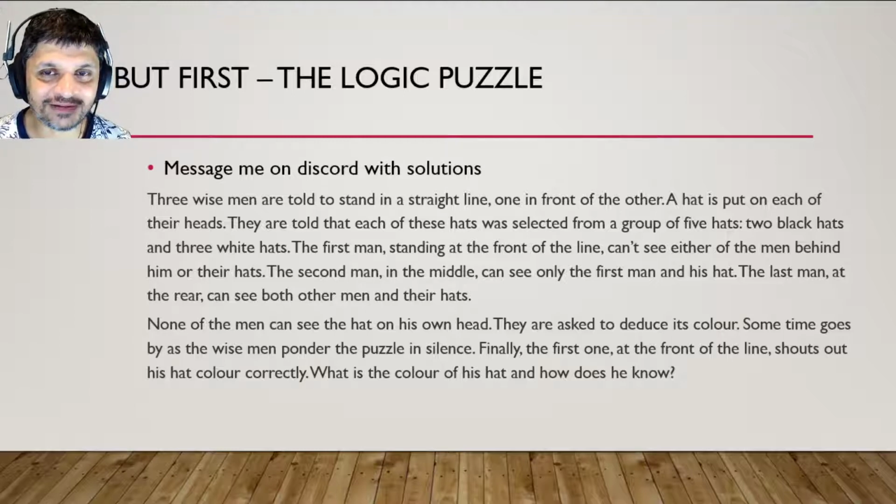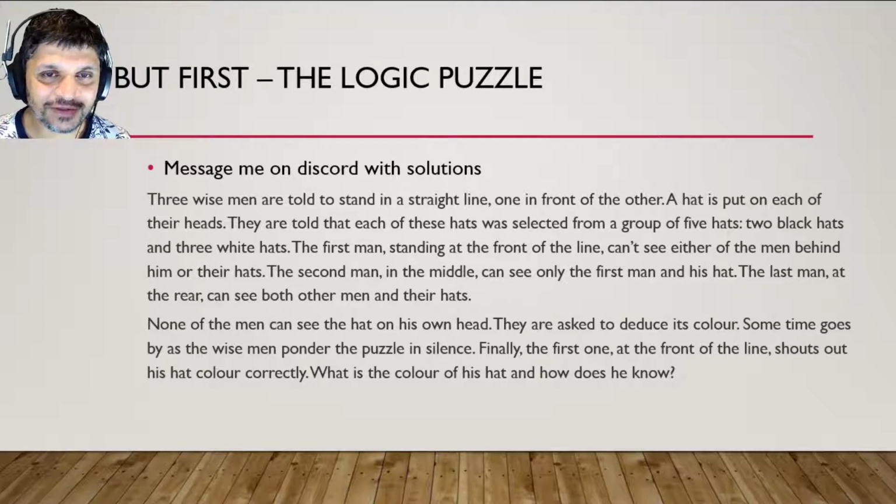So basically, the guy in the front, man A, can't see anything. Man B, the guy in the middle, knows the hat of the person in front of him. He knows A's hat. And man C, who's right at the back, can see both A and B's hats, right? Now, they're put to sit like this in a line.